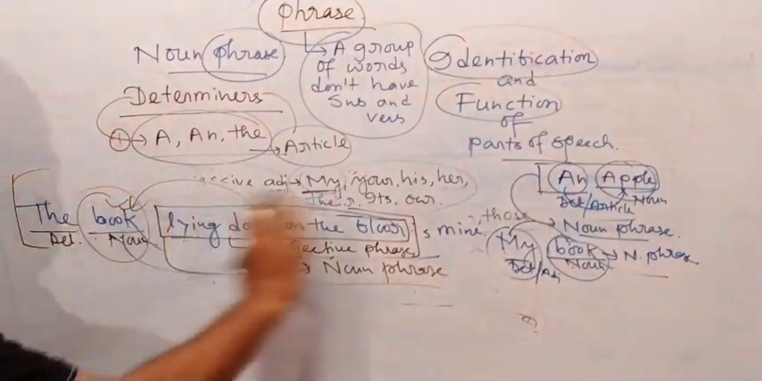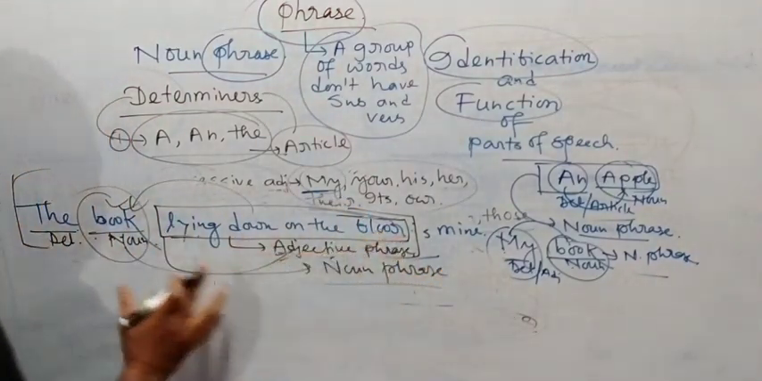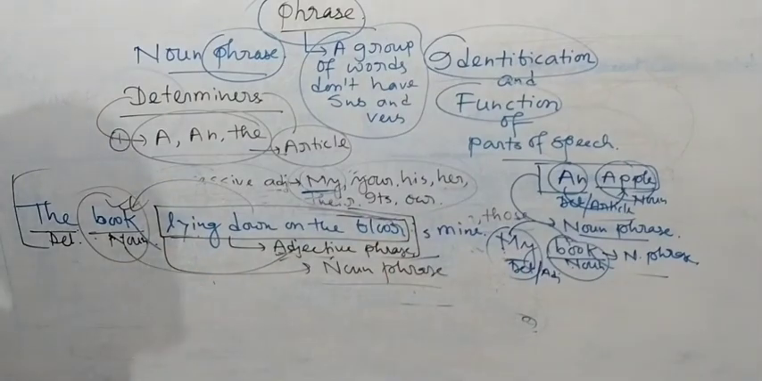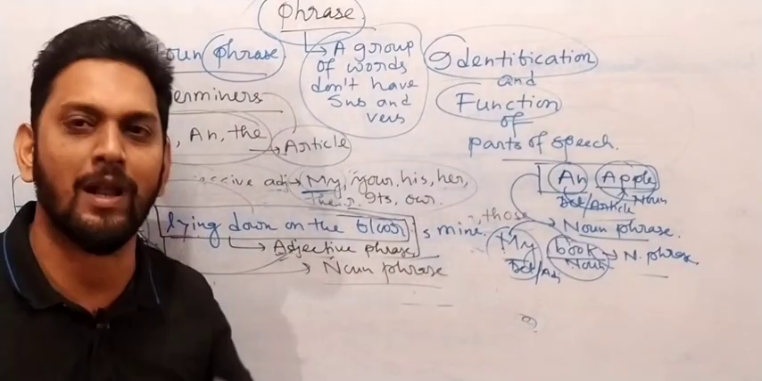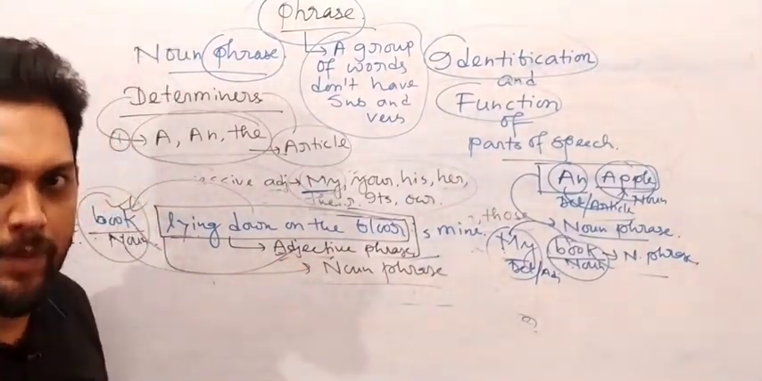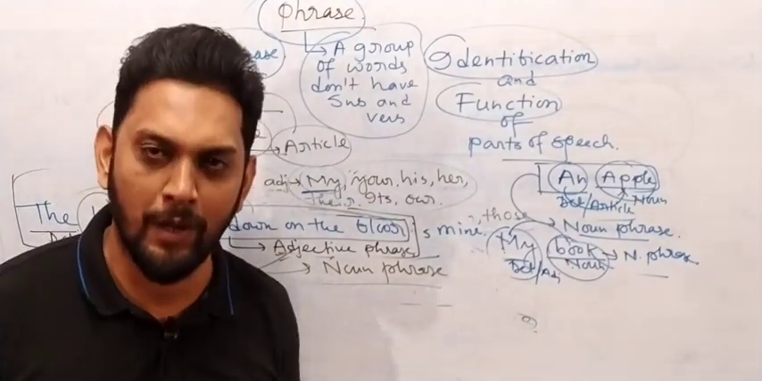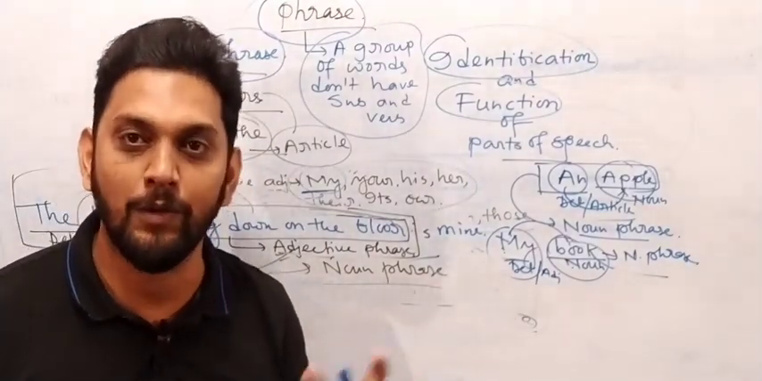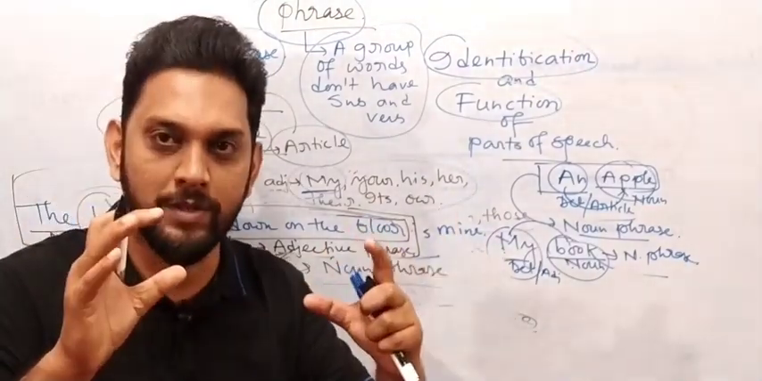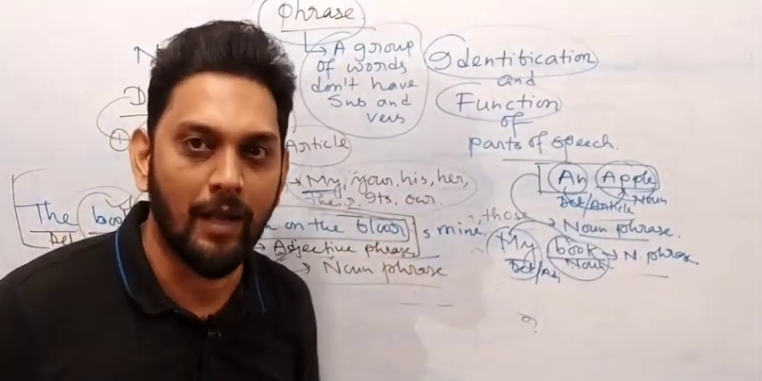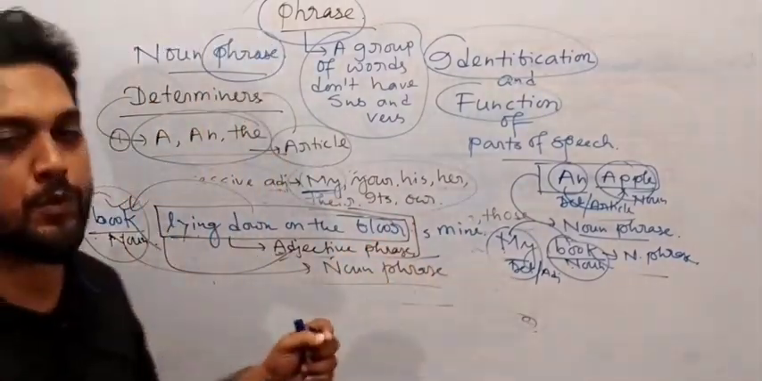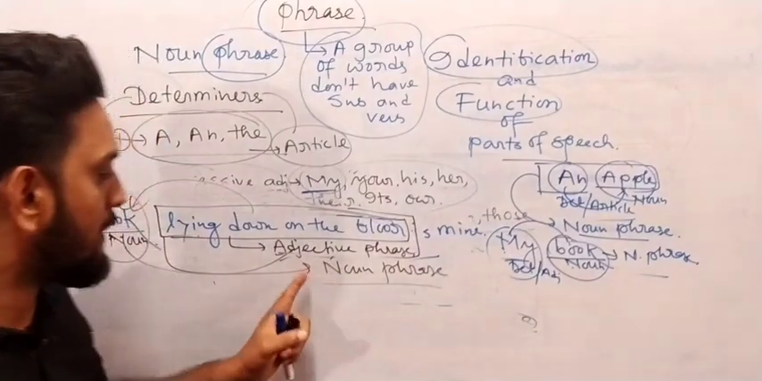Why will the complete phrase from the to floor become a noun phrase? Because an adjective can be used before a noun or after a noun. An adjective phrase can be used before or after a noun, but it always qualifies a noun or a pronoun, and the whole phrase will become a noun phrase. The maximum number of students are getting problems in this part.